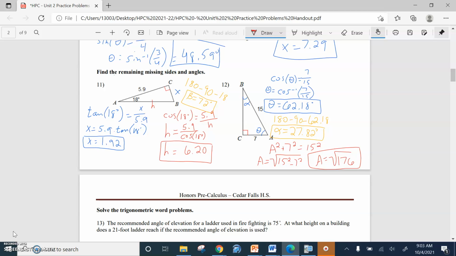All we have to do is be given, number one, that's the right triangle, and number two, at least two pieces of information, either two sides or an angle and a side, something to that effect. So we are being given angle A is 18 degrees and side AC is 5.9. So the approach I took on this, it's really easy to do this.